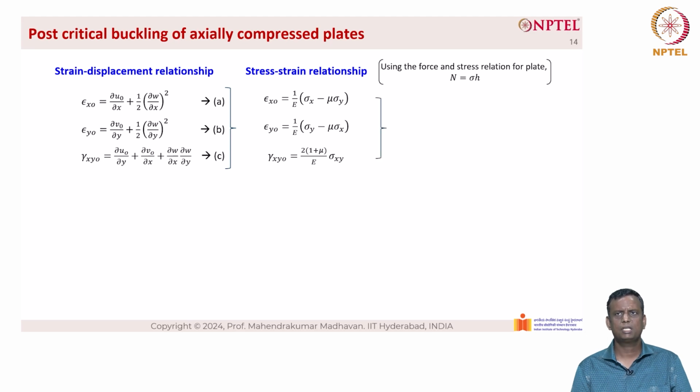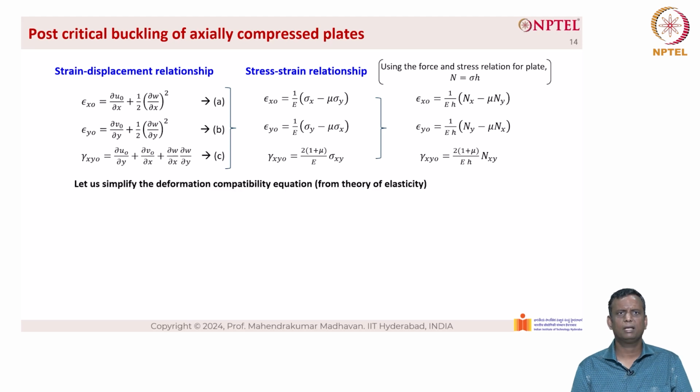So here when we substitute n equal to sigma into h, we have epsilon x naught equal to 1 by E h into nx minus mu into ny, and epsilon y naught equal to 1 by E into h into ny minus mu into nx, and gamma xy naught equal to 2 into 1 plus mu divided by E into h into nxy.